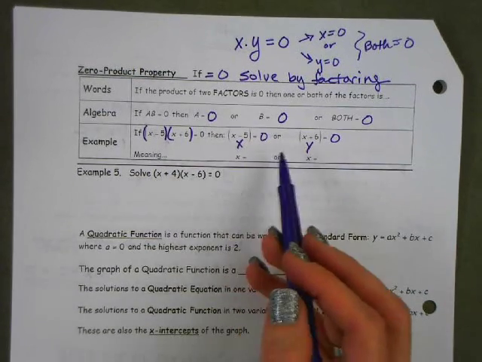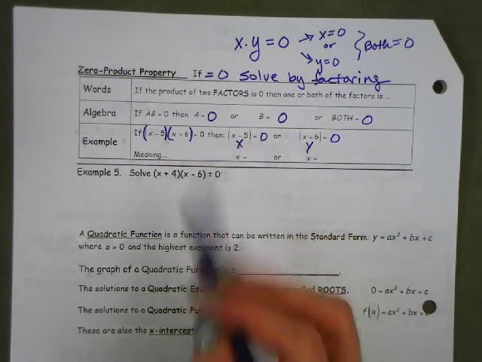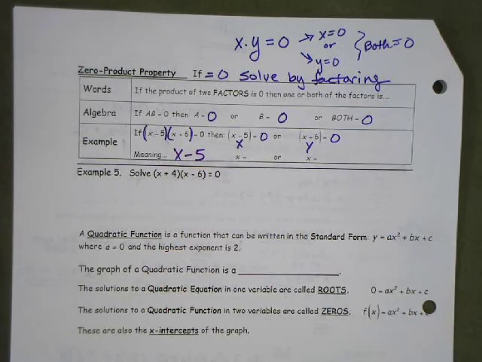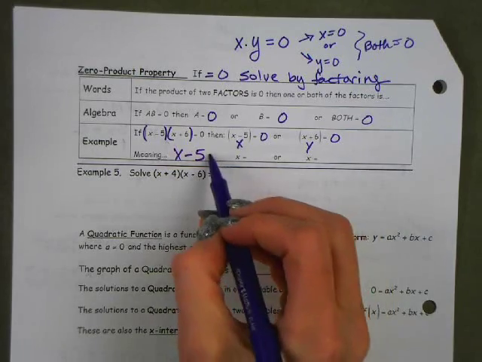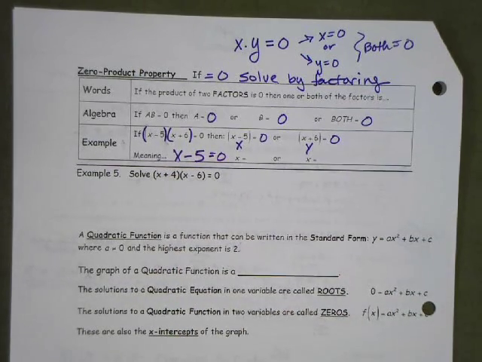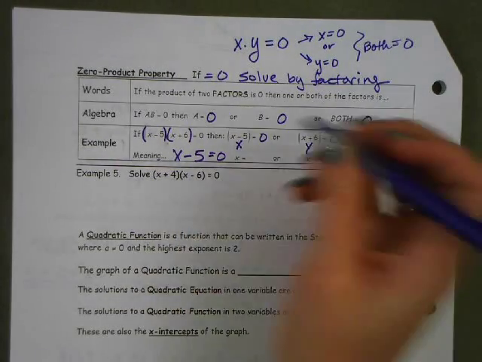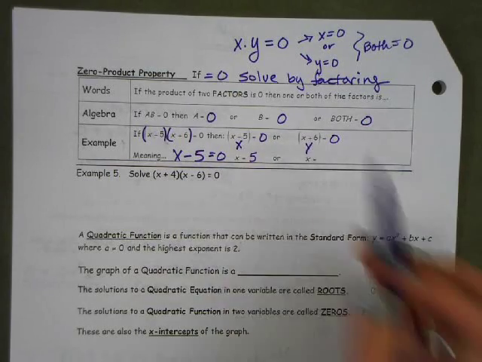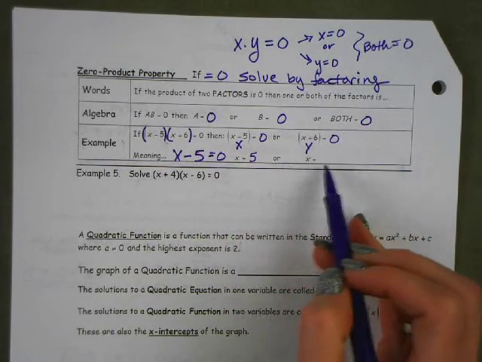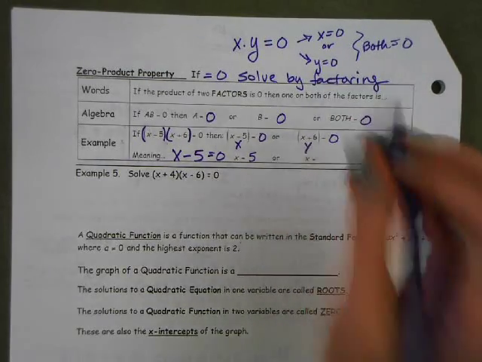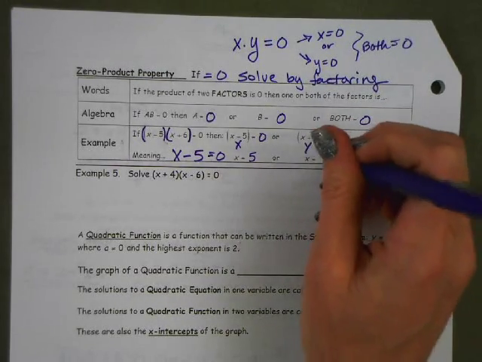So then we solve. If x minus 5 equals 0, what would x equal in that situation? If we know x minus 5 equals 0, how do I solve for x? 5, because I just bring the 5 over, right? So if x minus 5 equals 0, solving for x, x would equal 5. All right, if x plus 6 equals 0, what would x equal? It would equal negative 6, because we're going to subtract 6 from both sides to solve for x.